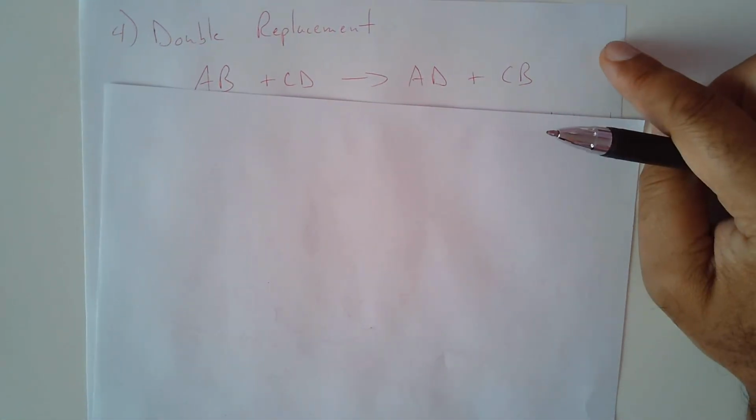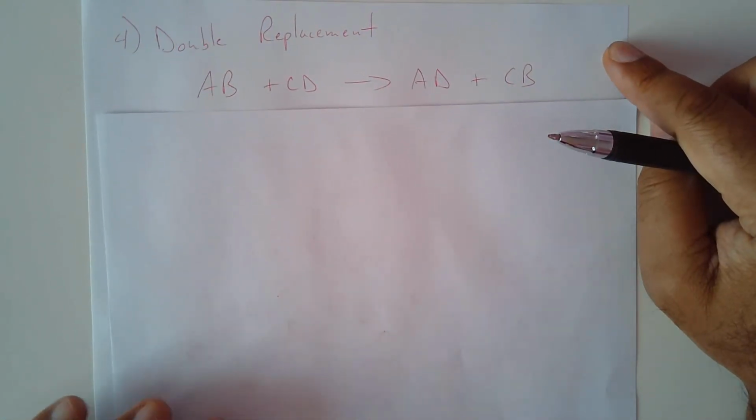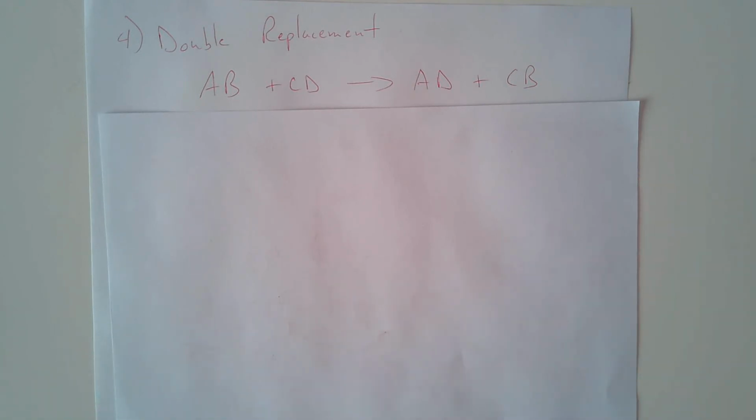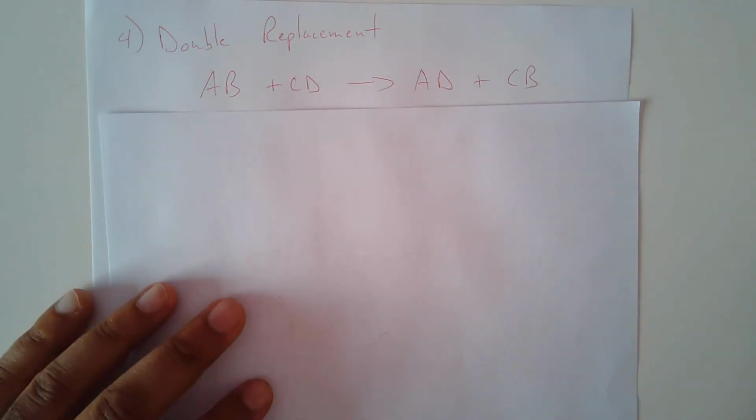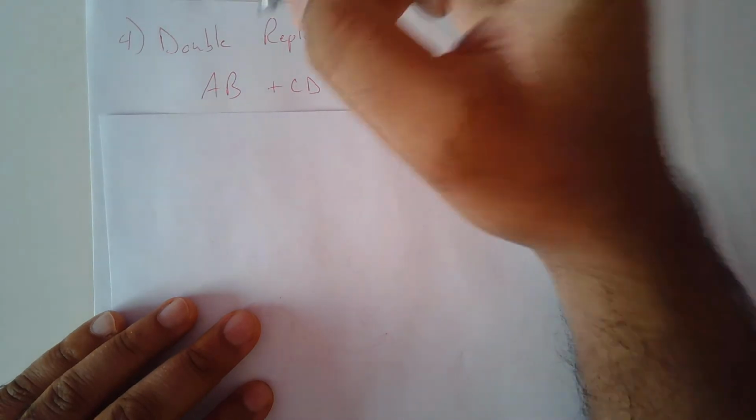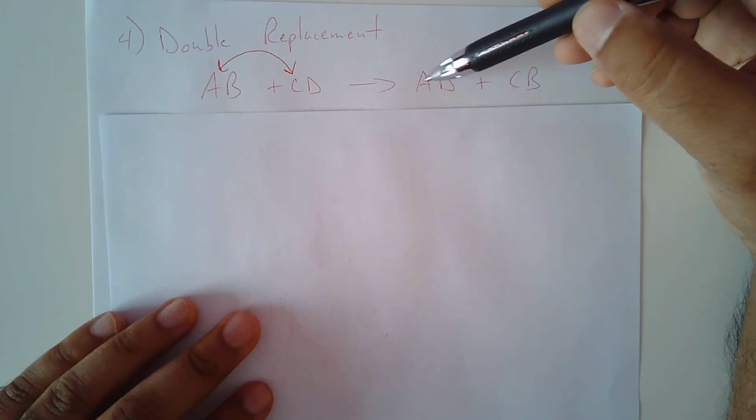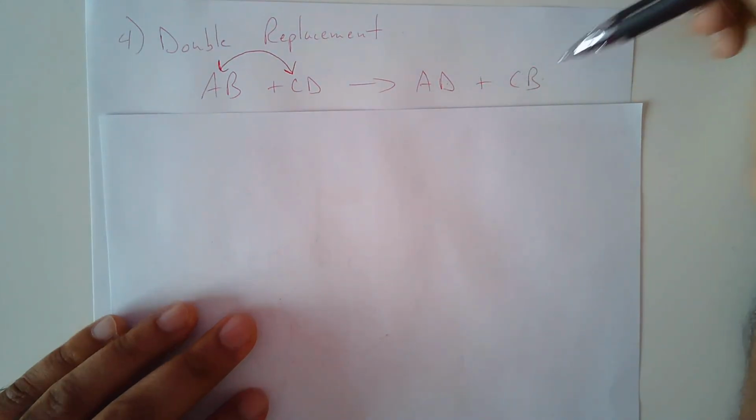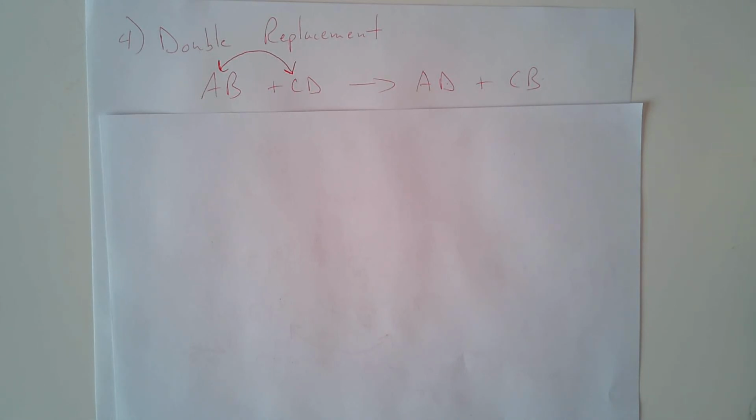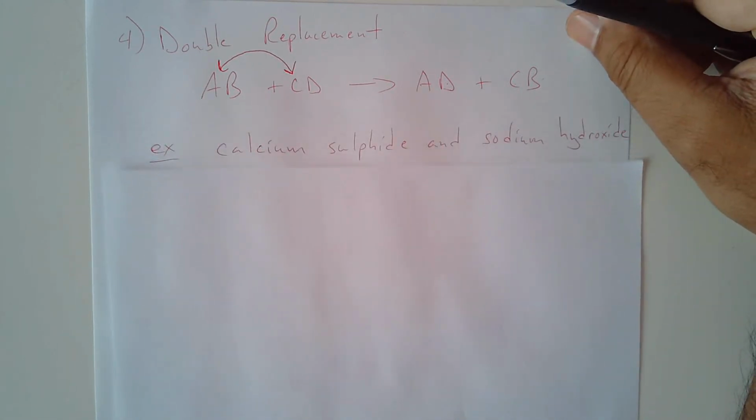Okay, a double replacement reaction is where you have two compounds, and you can look at it from two different ways. You can look at it from the point of view that the positives are switching, or from the negatives switching. Remember, the metals are positive, the non-metals are negative, but you can also have polyatomic ions, which are positive and negative. So, for example, for this one, we can look at it from the point of view A and C are switching, right? And so A now is with D, and C now is with B.